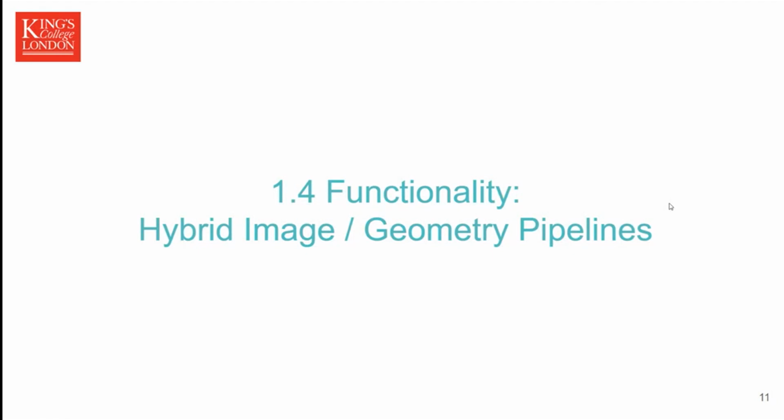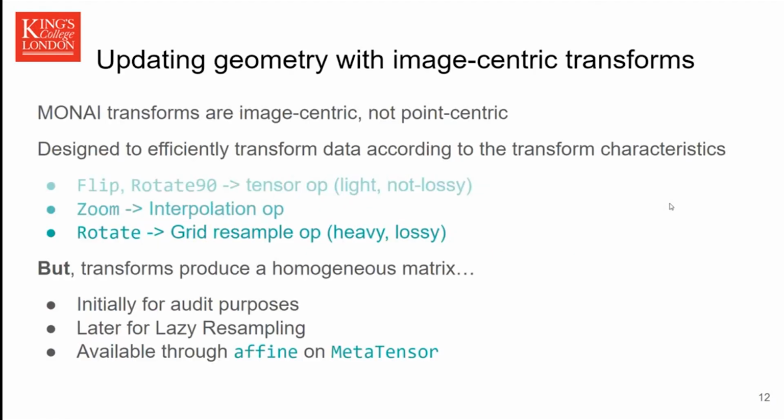So let's have a look at how we do hybrid image and geometry pipelines. The first thing we needed to do is figure out how to do this, given that MONAI transforms are image-centric and not geometry or point-centric. What do I mean by this? What I mean is that all MONAI spatial transforms are designed to efficiently transform the data according to the characteristics of the transform. So we always want to use the best way of modifying the data according to the transform.